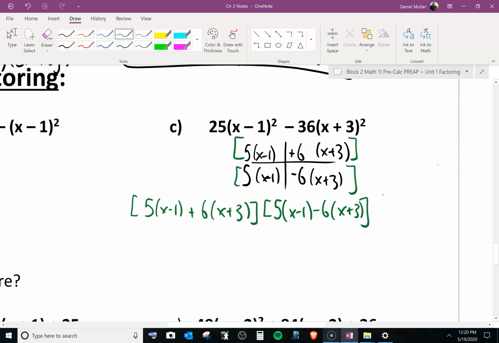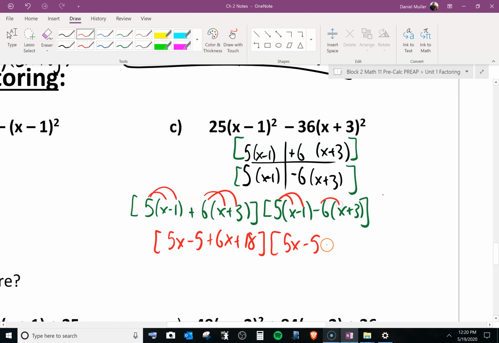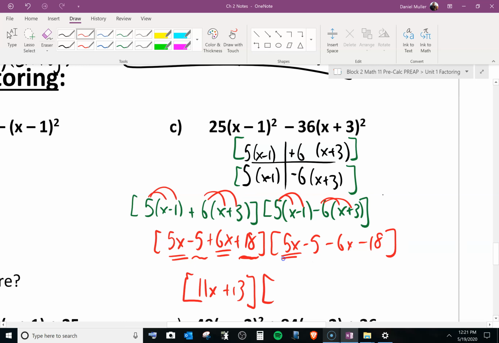And normally that's where we would just kind of end things, but now we need to do some kind of grade 9 math. So in this you get a 5x minus 5, plus 6x plus 18. Here you're going to get a 5x minus 5, negative 6x minus 18. And then I can combine like terms. 5x and 6x get me an 11x. 18 minus 5 is going to be 13. And then 5x minus 6x is a negative 1x. Minus 5 and minus 18 is a minus 23.